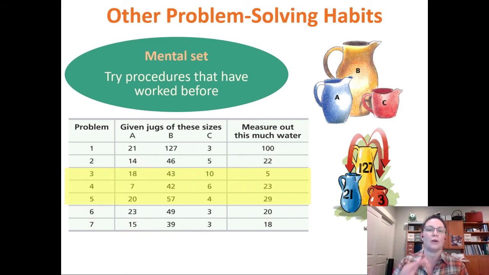Okay, I've got the system. And they get really quick on trials 3, 4, and 5. They're like, I've got the system. I know how to do this. Then it gets interesting when we get to trial 6.